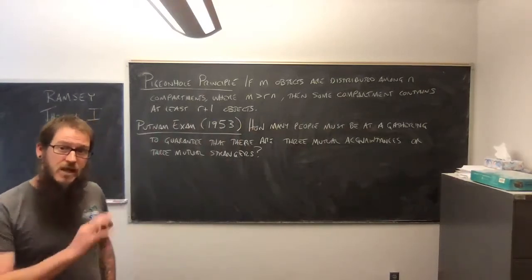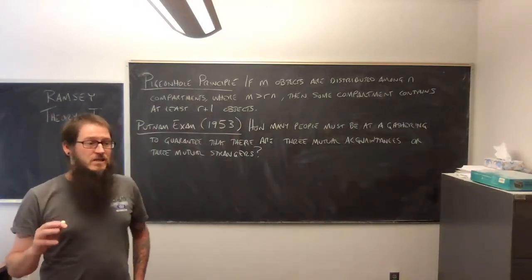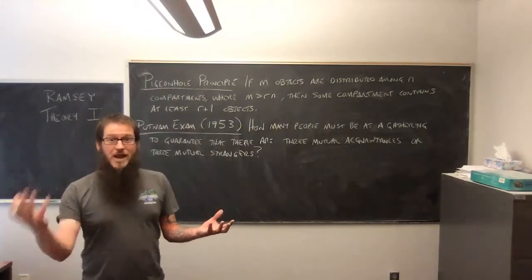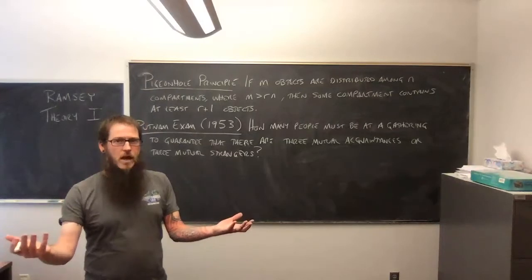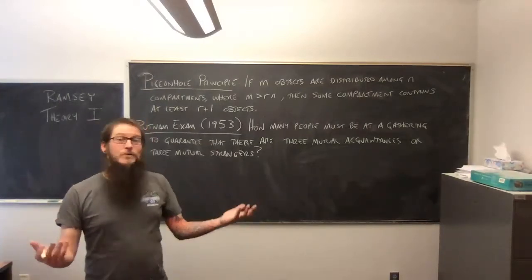Now, to take on this problem, one of the assumptions that we're making from the beginning is that there's a symmetry to knowing one another. If person A says that they know person B, then person B says they know person A. This isn't one directional where a person says they know somebody, but the other person has no idea who that person is.